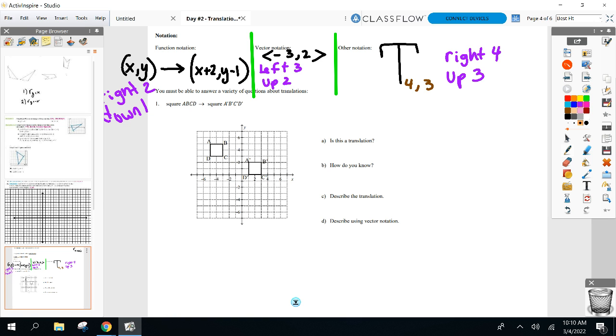First question, is this a translation or not? So you just can't say yes or no without telling me why. So everyone go to point A for me. I'm going to ask somebody right now, how do I get from A to A prime? Give me some direction and distance. How do I go from A to A prime?